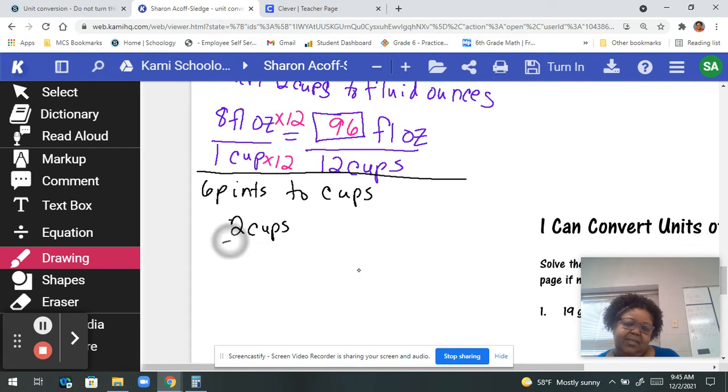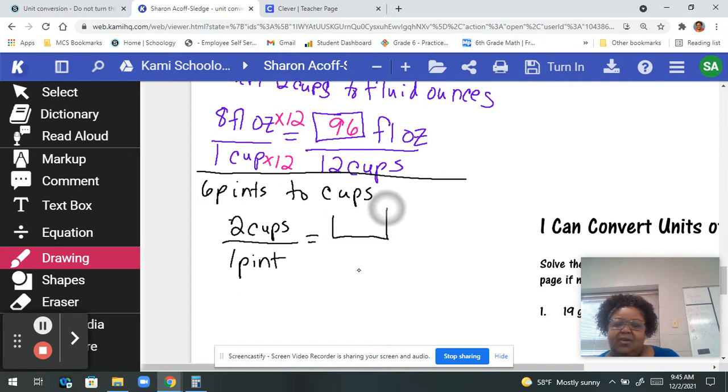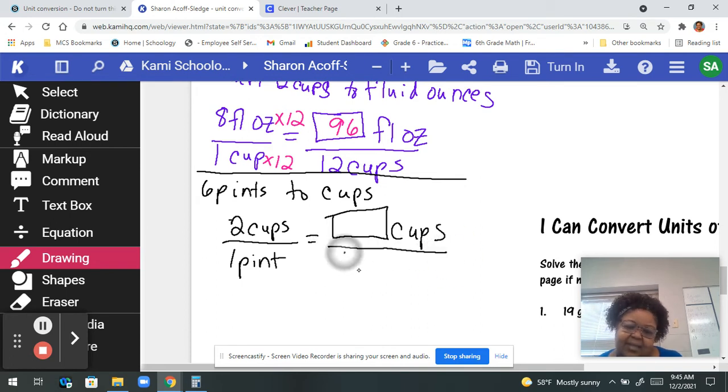So 2 cups is 1 pint, right? And so how many cups? I'm going to draw my box. An abbreviation for cups is just C, but yeah, we can write that. How many cups is 6 pints?